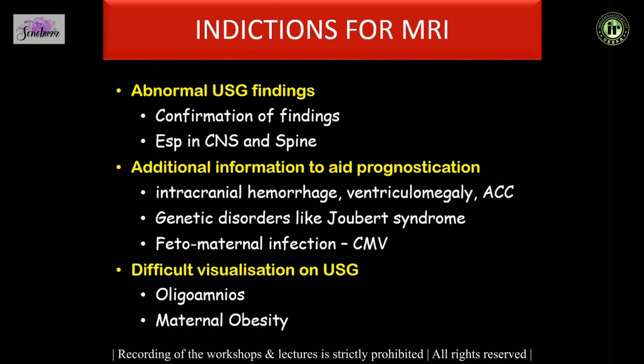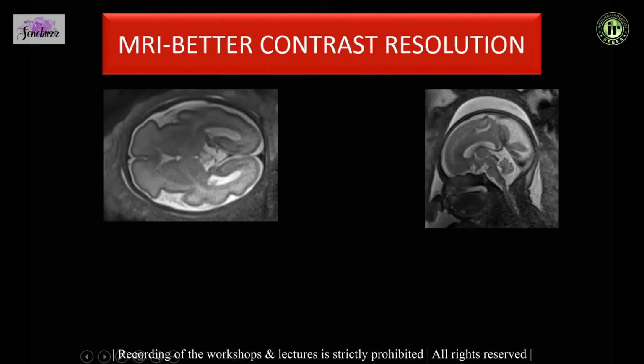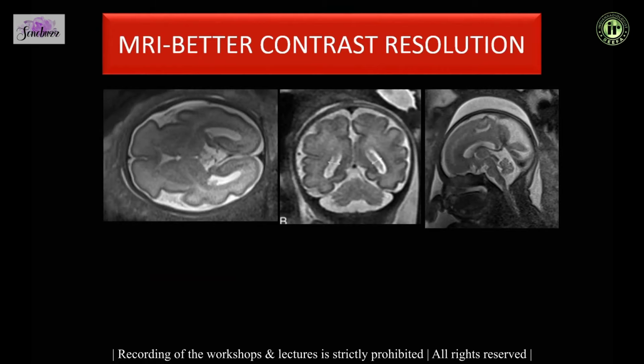Sometimes to confirm sonography findings, and additional information can be obtained in certain situations like hemorrhage, agenesis of corpus callosum, ventriculomegaly with no other features, genetic disorders, infections, or if there is difficult visualization on sonography, especially with oligohydramnios and high BMI. And of course, MRI gives better contrast resolution, and we don't hesitate to use it in about 10% of cases where we need more information.